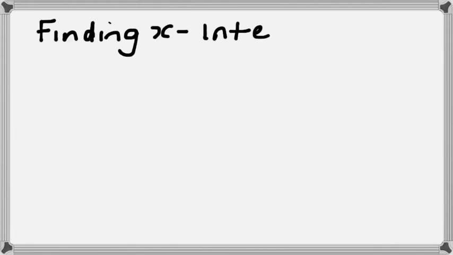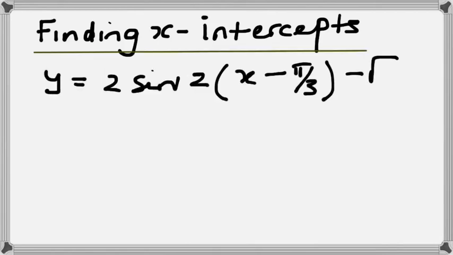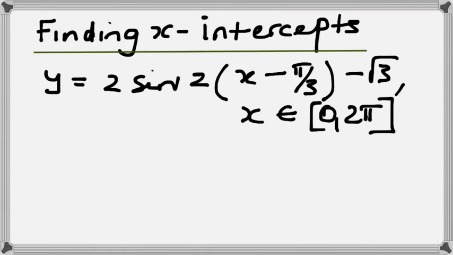So the question I'm going to address is finding the x-intercepts of 2 sine (2x − π/3) − √3, where x is going from 0 to 2π. What a mouthful.